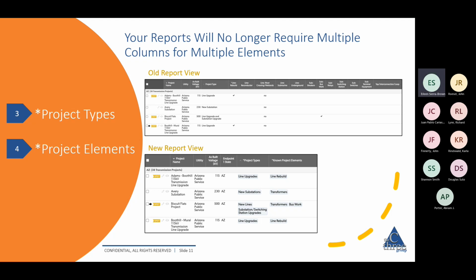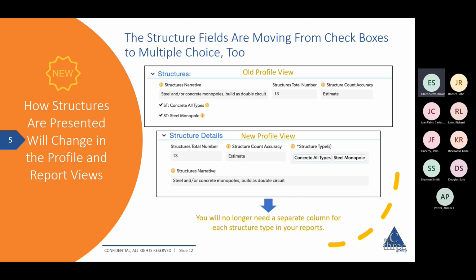So this slide here is just showing you how it looked in your old view. For project types, it would have been across multiple columns and singular checkboxes, where now it's all falling within 2 columns. So you'd have your project types column, and then your project elements column, and you can filter your reports in an either-or, all sort of listing. Same thing with structures.